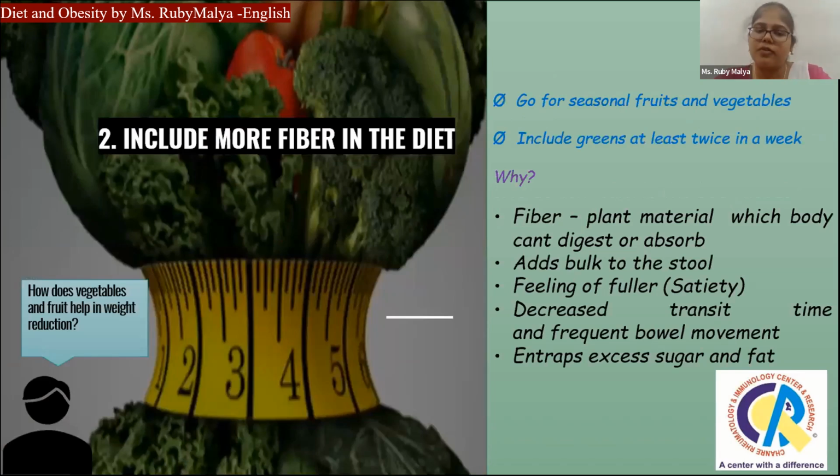Next, include more fiber in the diet. How does vegetable and fruits help in weight loss? Let's see about it. So what is actually fiber? Fiber is a plant material which the body can't digest and absorb. For example, it contains a compound called cellulose, which the body can't digest completely. Though it is not digested completely, it has many health benefits.